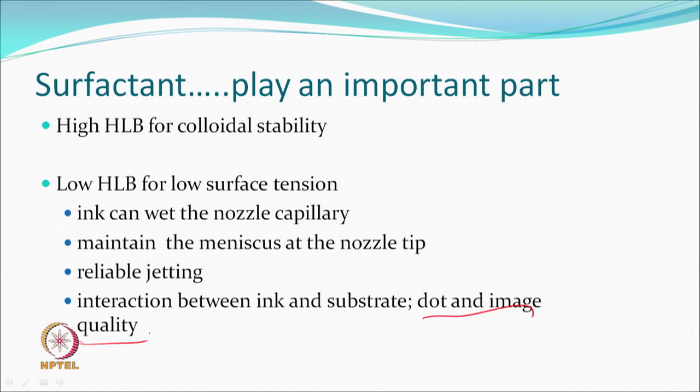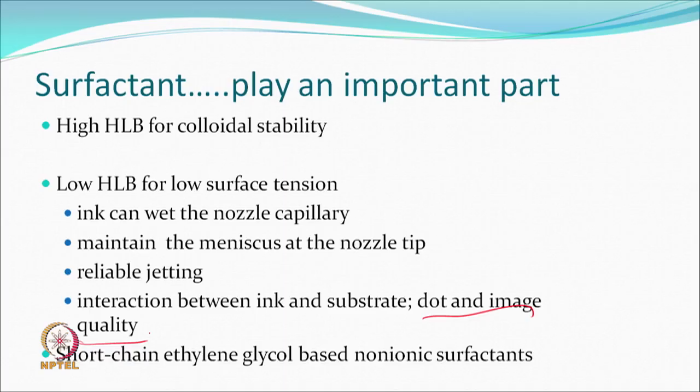Here also we have already mentioned that it cannot be a situation where surface tension is so low that the ink has more tendency to flow and the ligaments will be longer and so on and so forth. So, we believe that here also some short chain ethylene glycol based non-ionic surfactants may be optimized for their properties with respect to the colloidal stability and the wetting and other jetting reliability of the ink.